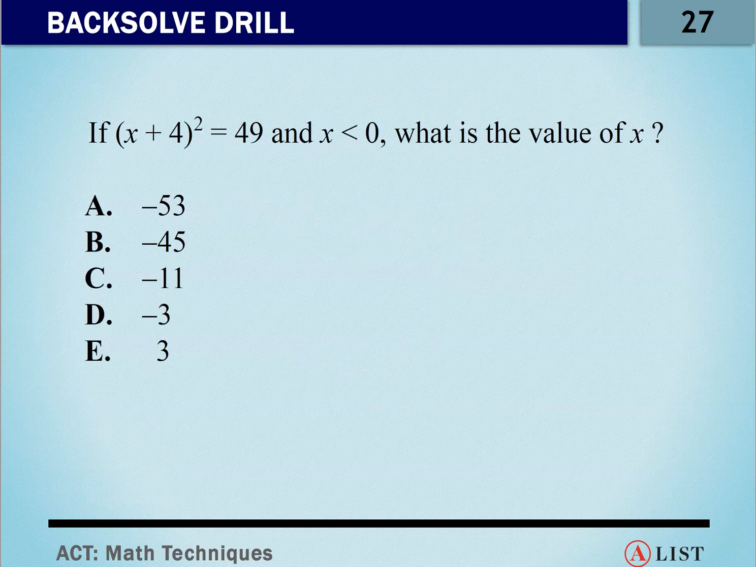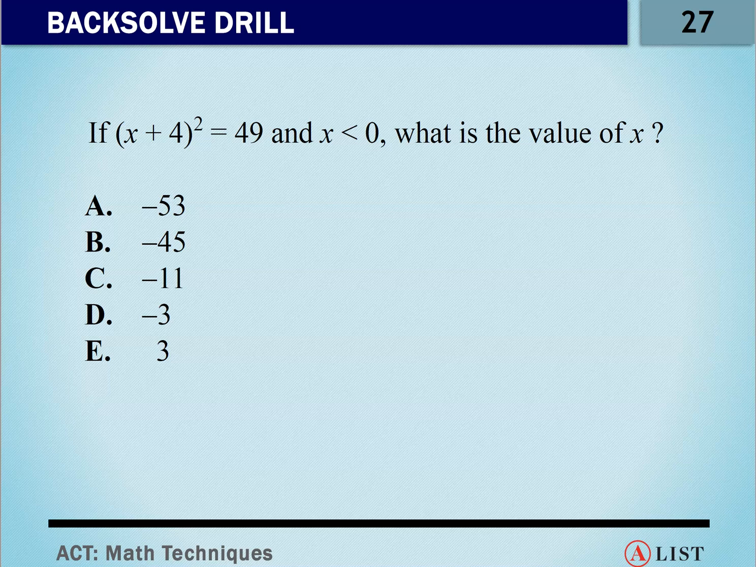All right, this is question 27. If the quantity x plus 4 squared is equal to 49 and x is less than 0, what is the value of x? One of the things that I like to point out with mathematics, a lot of times we get into some fancy notation, what some of you might call, but it really isn't if you know what it means. So this x less than 0 in the problem just simply means that x has to be a negative number. With that, we can rule out letter E.